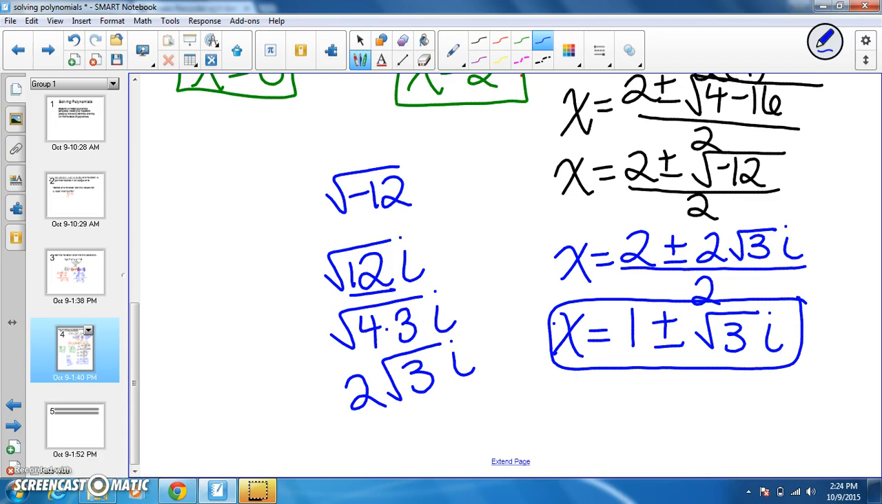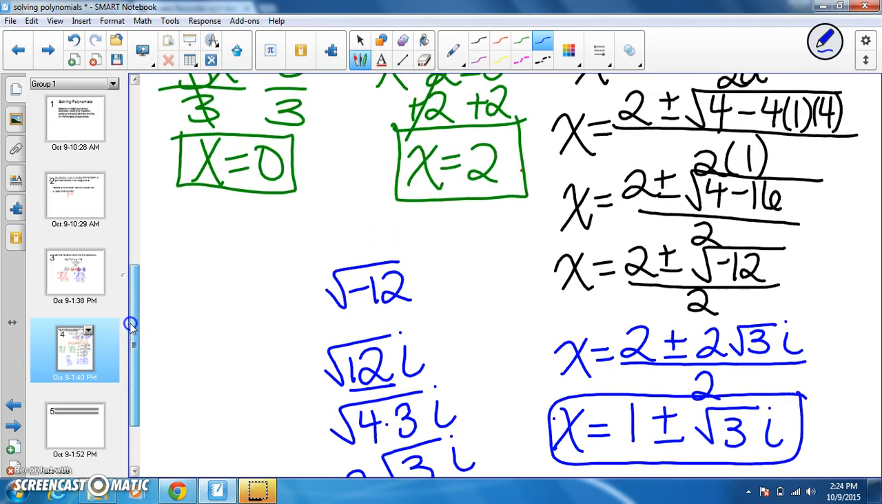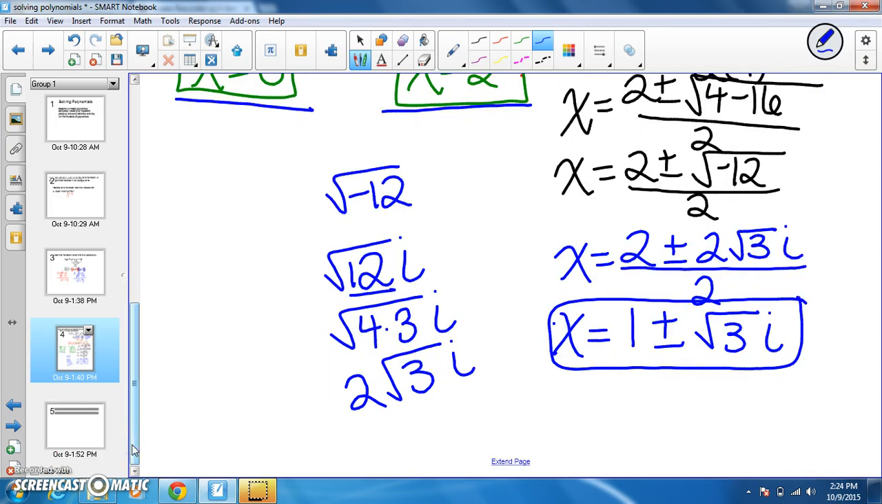So here we have 4 solutions. X equals 0, x equals 2, and x equals negative 1 plus root 3i, and negative 1 minus root 3i.